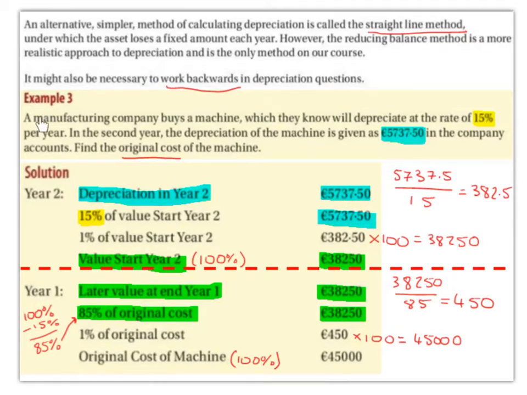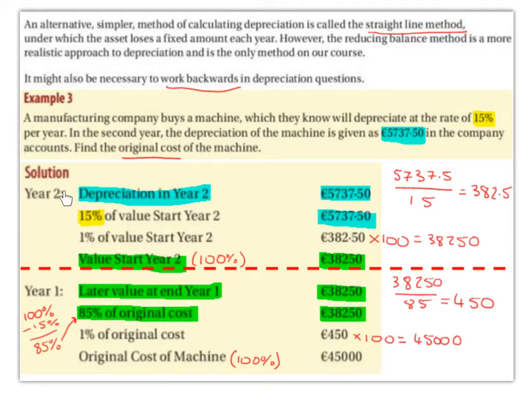Example 3. A manufacturing company buys a machine, which they know will depreciate at the rate of 15% per year. In the second year, the depreciation of the machine is given as €5,737.50 in the company accounts. Find the original cost of the machine.